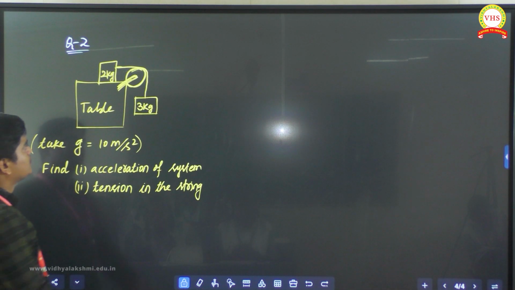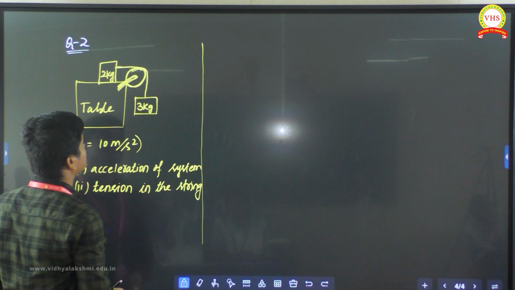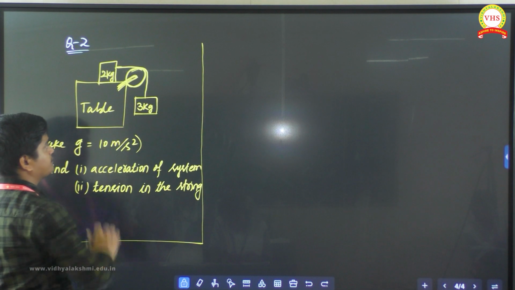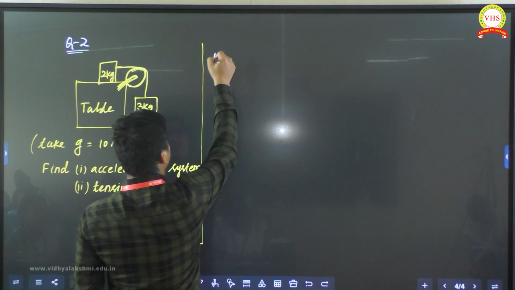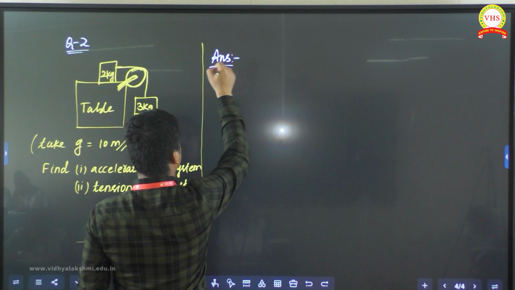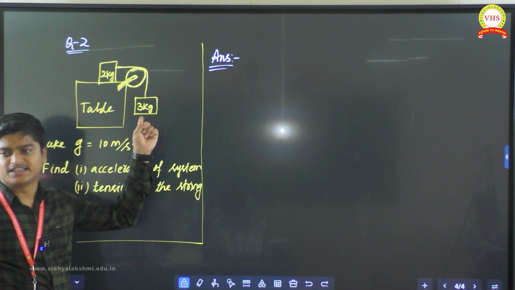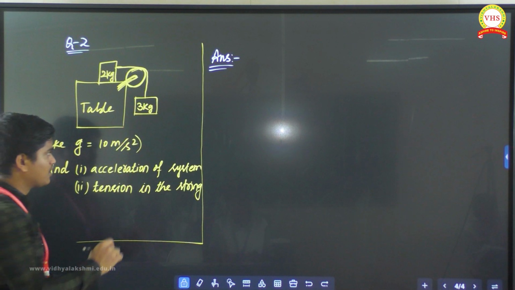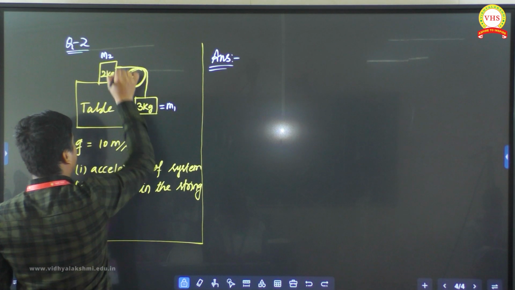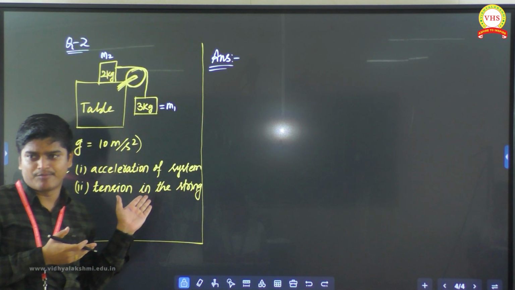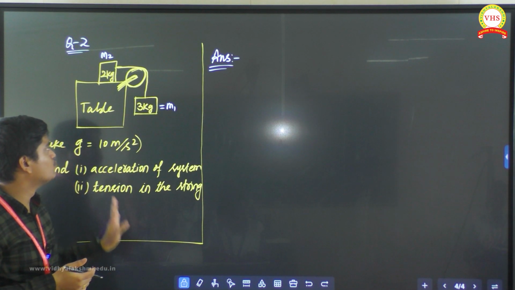Okay. All of you listen carefully. Acceleration of the system, tension in the string. So this is your question. What will be the answer? Listen. See here, one mass is hanging, that is 3 kg, right? That 3 kg I will consider M1. This one I will consider M2. The hanging mass I have considered M1.